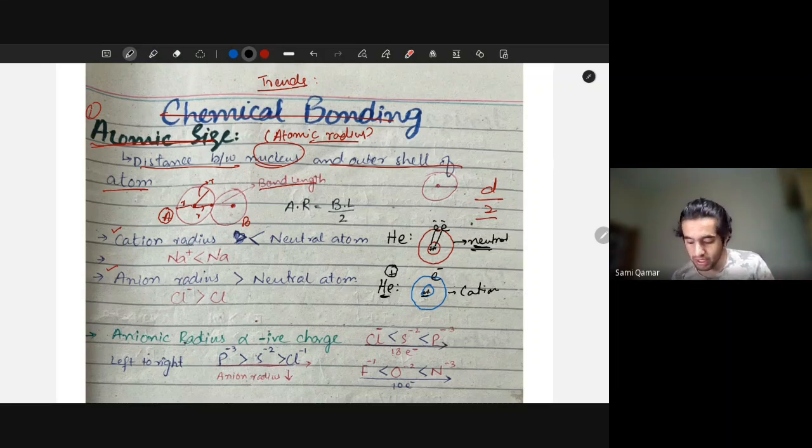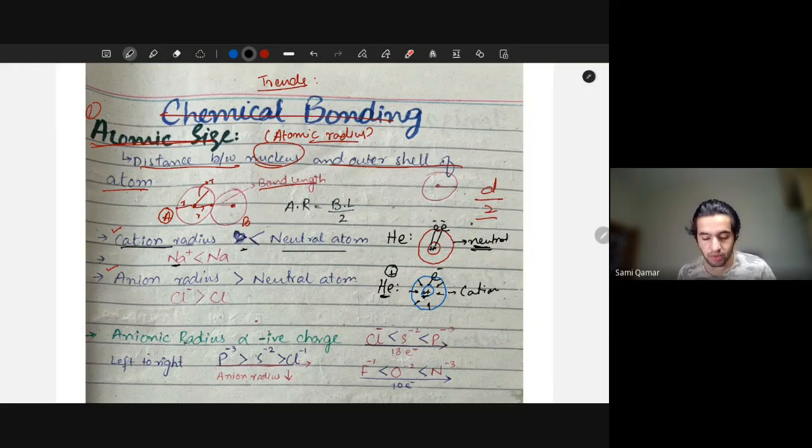So here we go. Now helium has donated one electron. There are two protons. So these two protons are now attracting one electron. Earlier there were two electrons, so two protons were attracting two electrons. Now two protons are attracting one electron. What does that mean? It means the atomic radius will shrink. This will shrink, right? So that's why cation radius is less than neutral atom radius. Okay, so cationic radius is less than neutral radius.